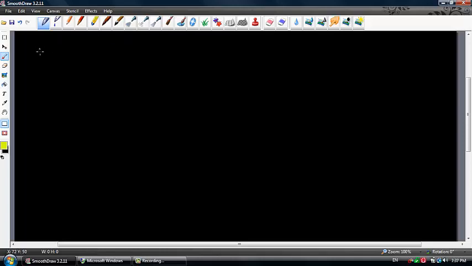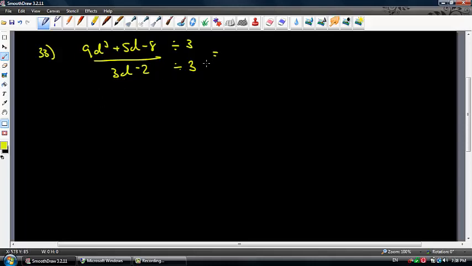Okay, 33, we are required to use synthetic division. It's 9d to the third plus 5d minus 8 over 3d minus 2. So first thing I'm going to do is divide everything by 3 because I need to make sure that my leading coefficient in my divisor is 1. So what I get is 3d to the third plus 5 thirds d minus 8 over 3, all of that over d minus 2 thirds.